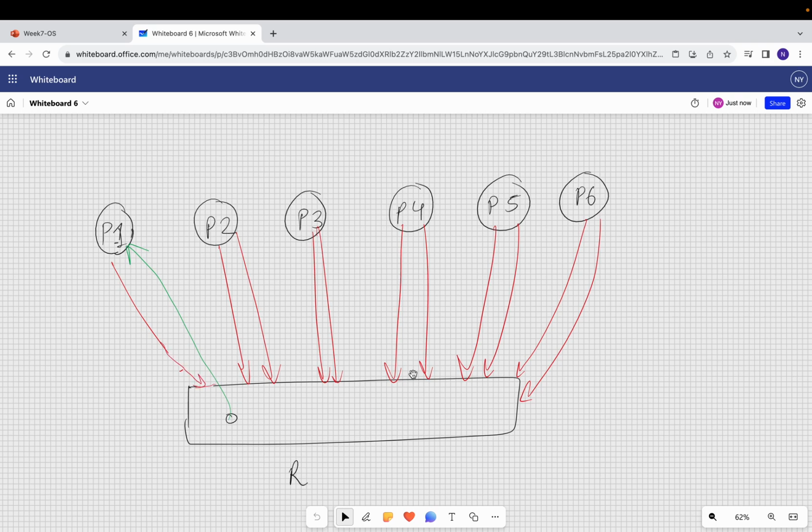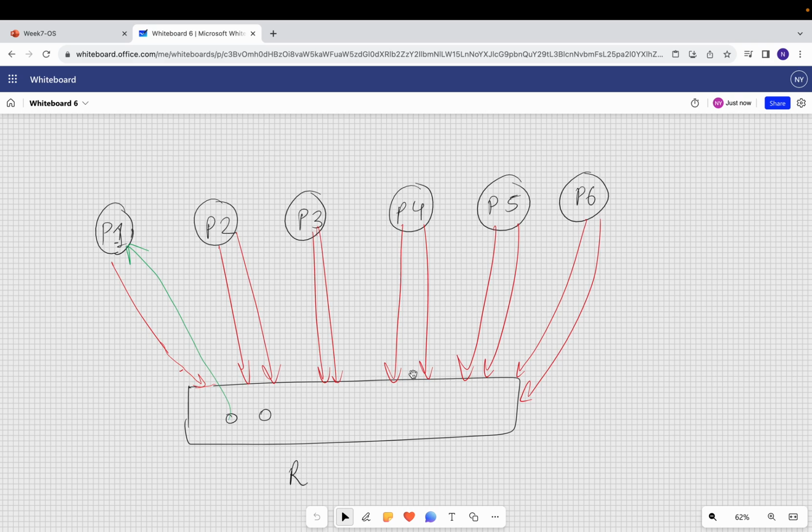Now, if we had 2 units of resource R, then definitely one of the ways to allocate is that we give the units to P1, and then P1 will finish execution, and when it releases both the resources, we can give both to P2, and when it finishes, we can give both units to P3.